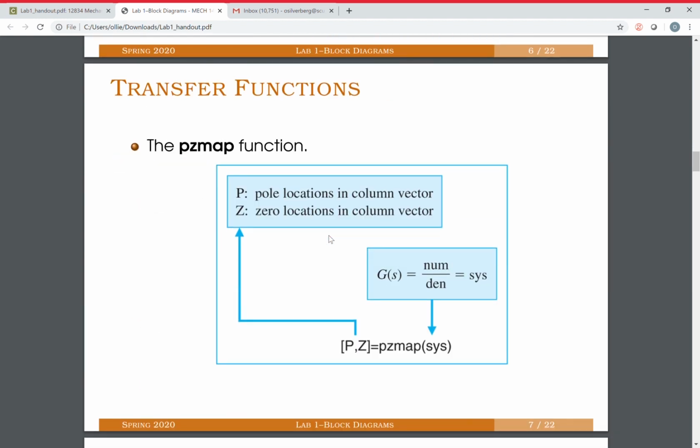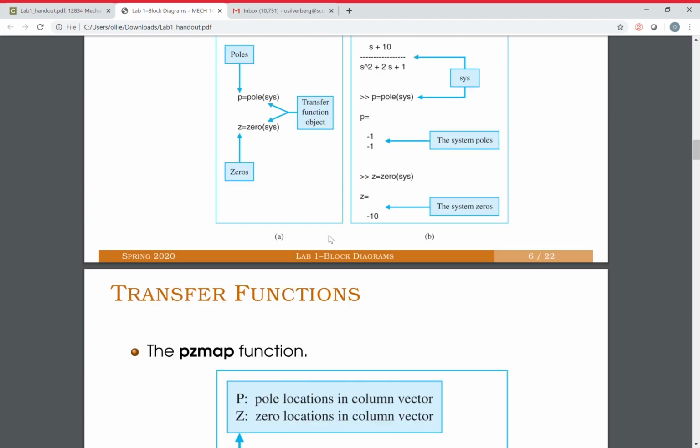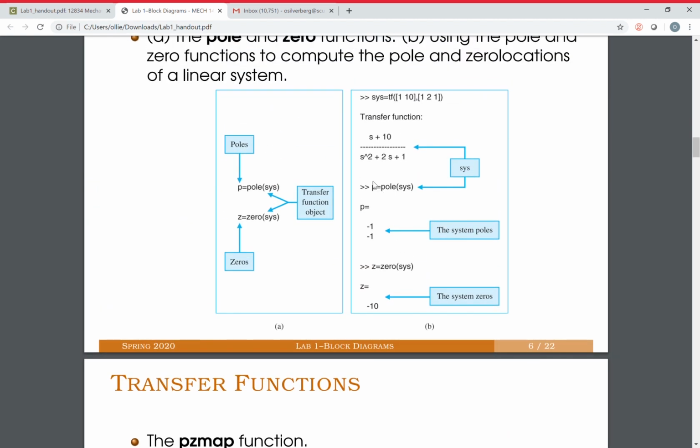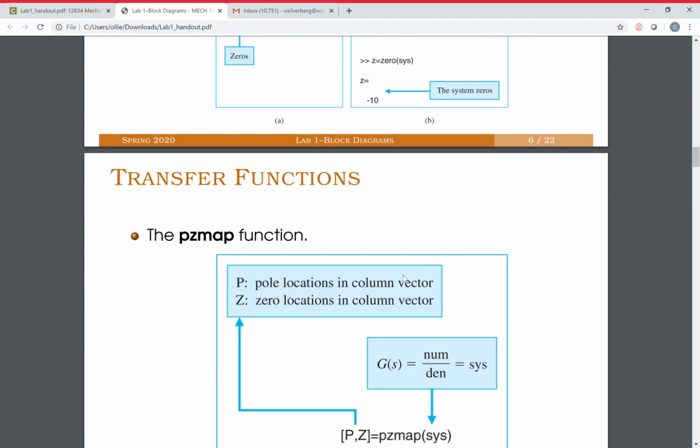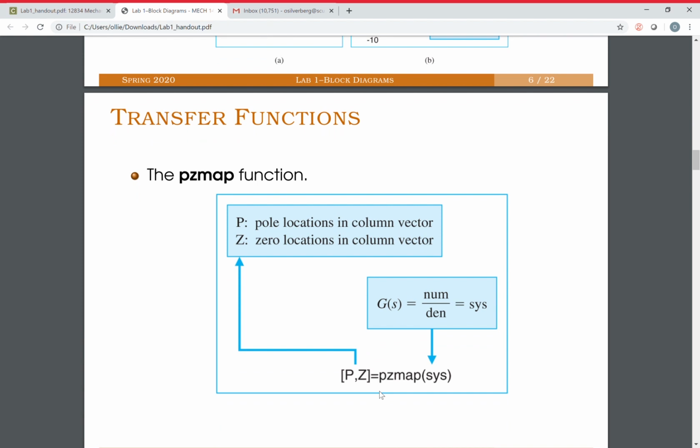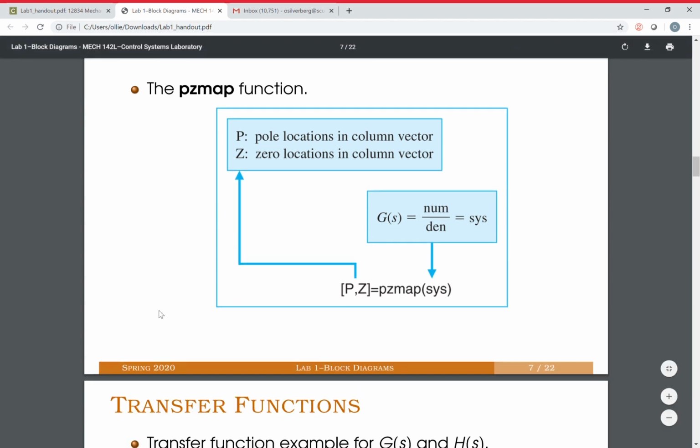Okay, and if you did not want to use two lines of code, right, you don't want to use both the pole function and the zero function, you can just use the pzmap function, and that'll find the poles and the zeros for a system. And it'll store them, if you specify it, into an array of poles and zeros. So big P is going to be an array of poles, big Z is going to be an array of zeros for a system.